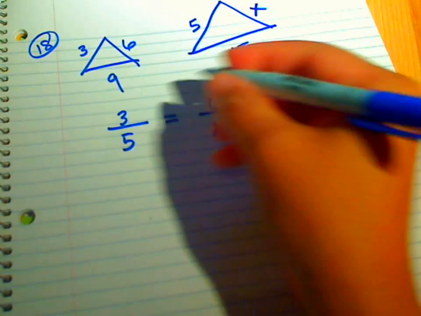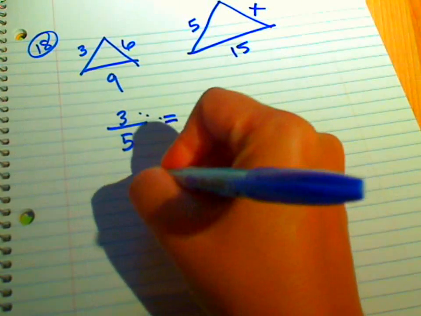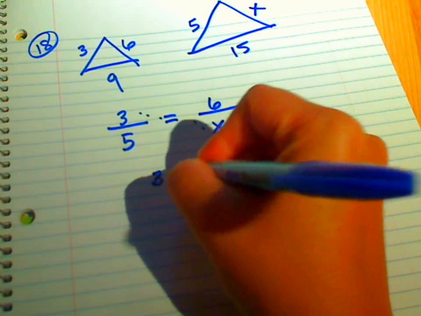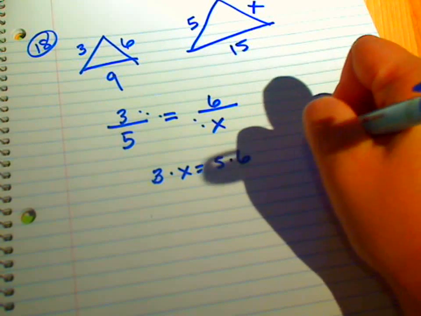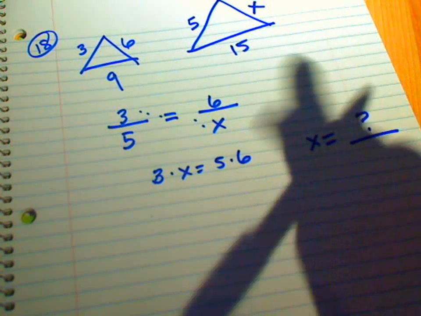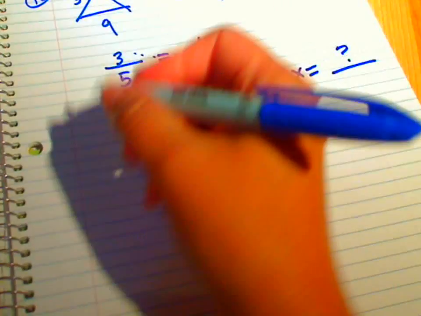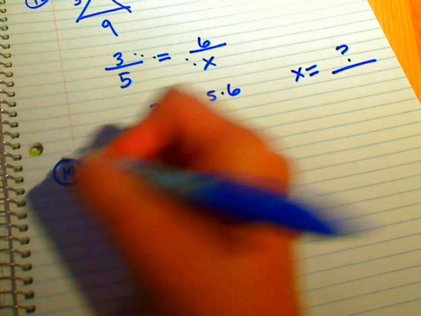So now I have my fraction. I'm going to cross multiply. I have 3 times x equals 5 times 6. I'm going to leave that up to you to finish off and tell me how long that missing side is. Solve for x.